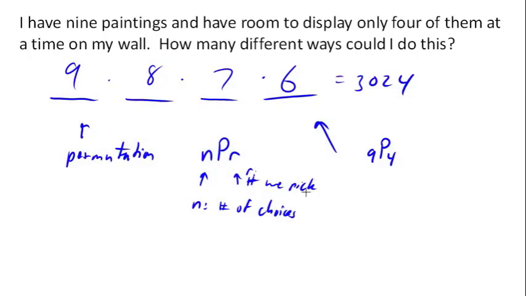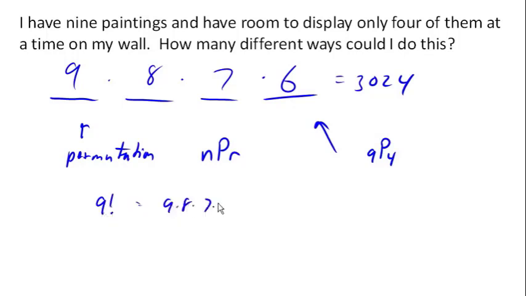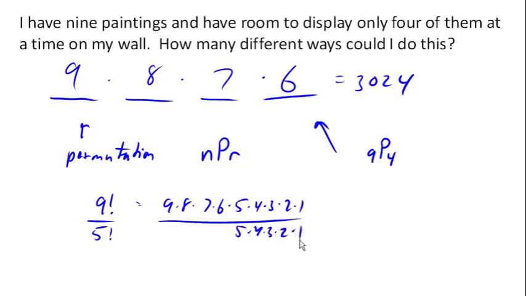Another way to do it is to use factorials. You'll notice that this looks a lot like 9 factorial, which is 9 times 8 times 7 times 6 times 5 times 4 times 3 times 2 times 1, but it's not as much, right? We don't have the 5, 4, 3, 2, 1. So we can get rid of that by dividing by 5 factorial, which will reduce all of those away, leaving us with just the 9, 8, 7, 6.